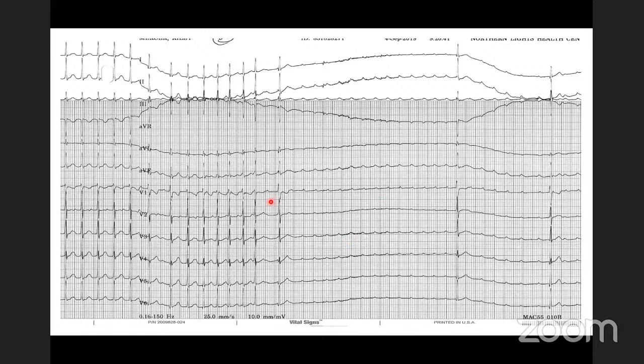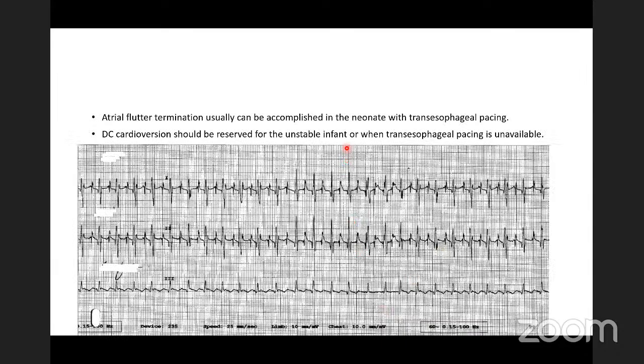So you give the adenosine, there should be some AV block. There should be no QRS complexes during that time period, and you should see what the atrial activity is doing beneath that. And this is atrial flutter, and we are trying to terminate this flutter by transesophageal pacing. You see these spikes here. These are the pacing spikes from the transesophageal probe. If you pace faster than the flutter rate, you can basically terminate those flutters.